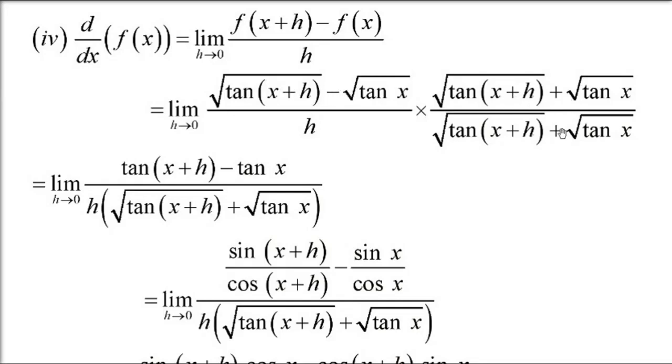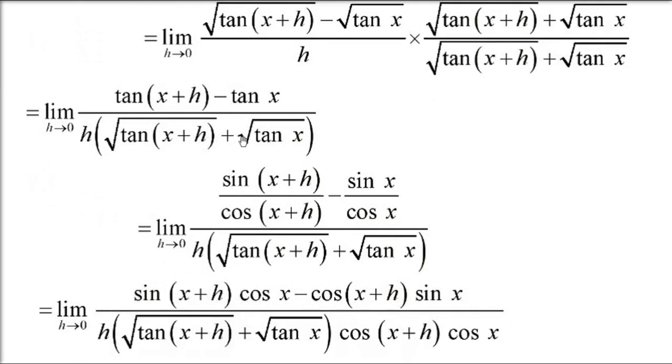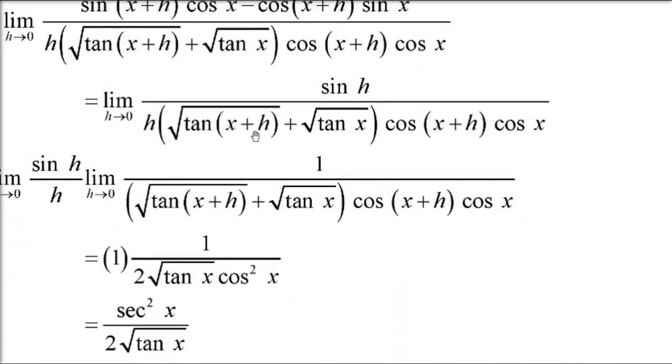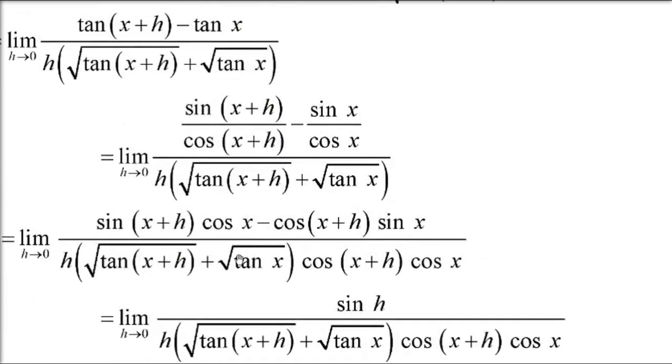So f(x+h) minus f(x) by h. You have a minus b, a plus b, a square minus b square, so the root gets cancelled: tan(x+h) minus tan x. Don't worry about the denominator because h is going to be 0, and under root tan x, so twice under root tan x will come. See, in the denominator you have 2 under root tan x. So don't worry about the denominator, just worry about the numerator.